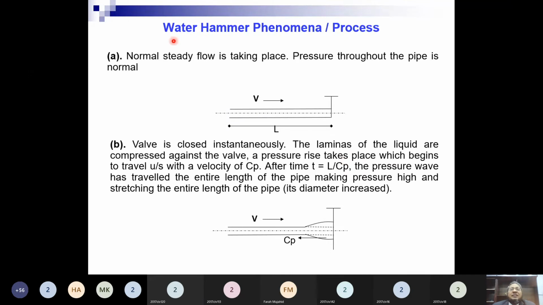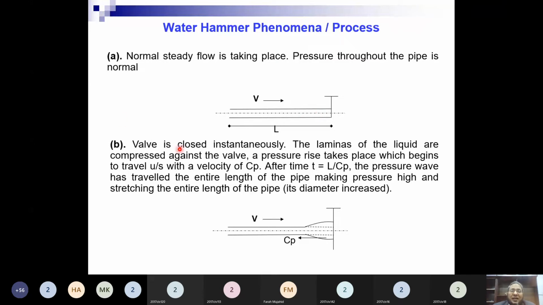Now we want to discuss in detail the water hammer phenomena or the process. What happens once we close instantaneously the valve of a pipeline? Now in A, normal steady flow is taking place. When will this happen? When the valve is closed or open? When the valve is fully open. The pressure throughout the pipe is normal. So the pressure in it will be the normal pressure, and the pressure head would be P over gamma.